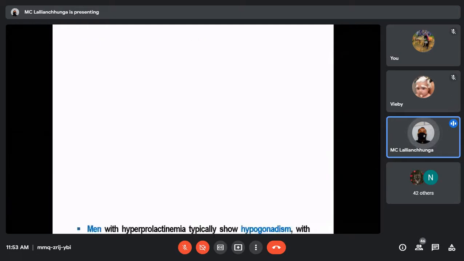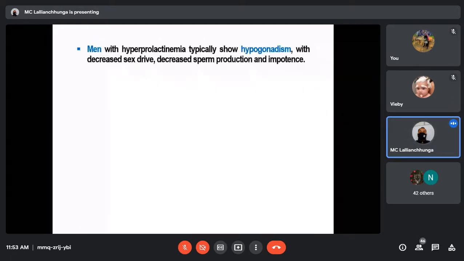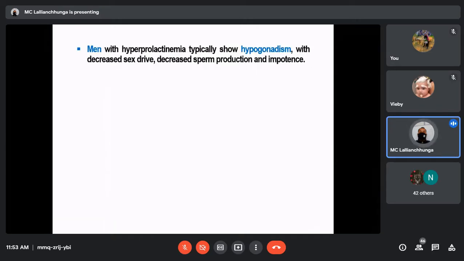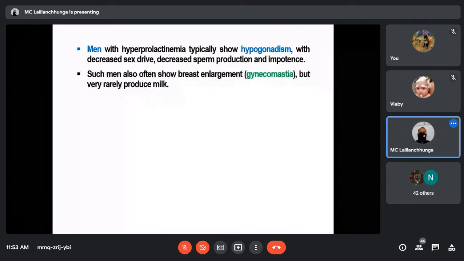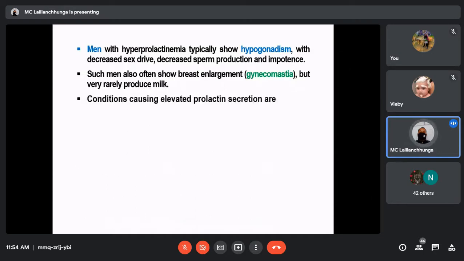Okay, so in case of men, if there is hyperprolactinemia, that means increased production of prolactin, hypogonadism is said. As I told you, the decreased function of the gonads. Okay, it will be there. That will decrease the sex drive, decrease sperm production, and even it can lead to impotence. Okay, such men also often show breast enlargement because there is too much secretion of the prolactin. It is causing growth of the breast or mammary gland, as I told you. So in case of men also, there may be breast enlargement, but very rarely produce milk.